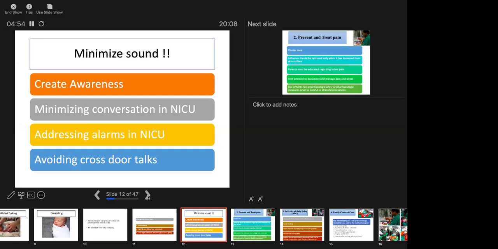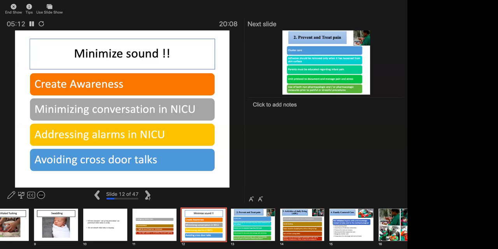If you yourself don't have awareness, then this importance will not be well taken. So it is very important first to create the awareness among all the healthcare professionals to reduce the sound in the NICU. Minimize the conversation in NICU. If there is any discussion which needs to be done, it should be away from the patient care area.